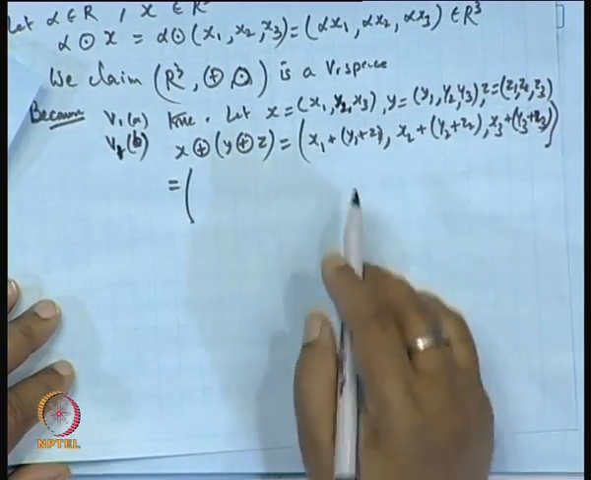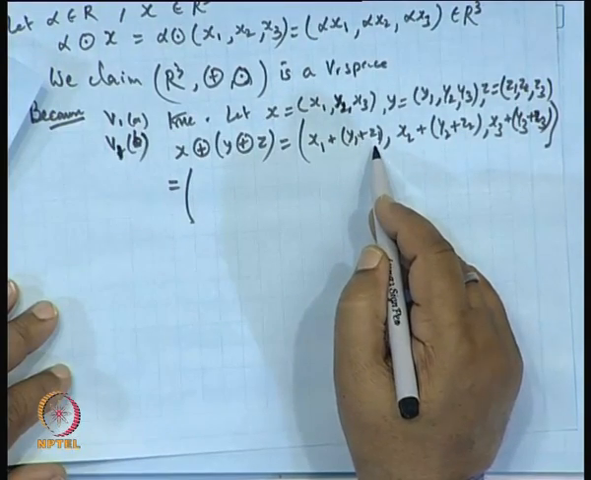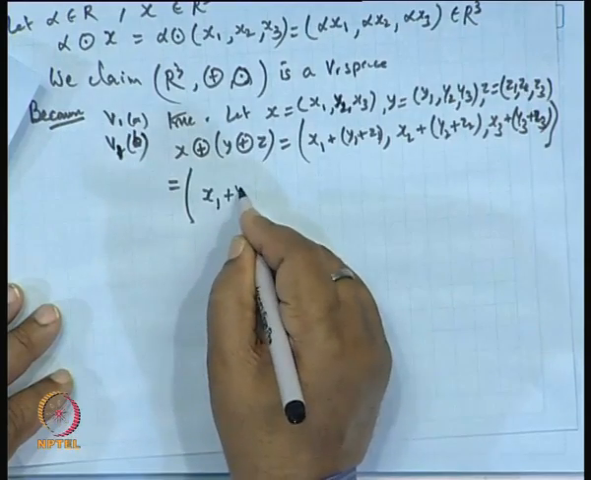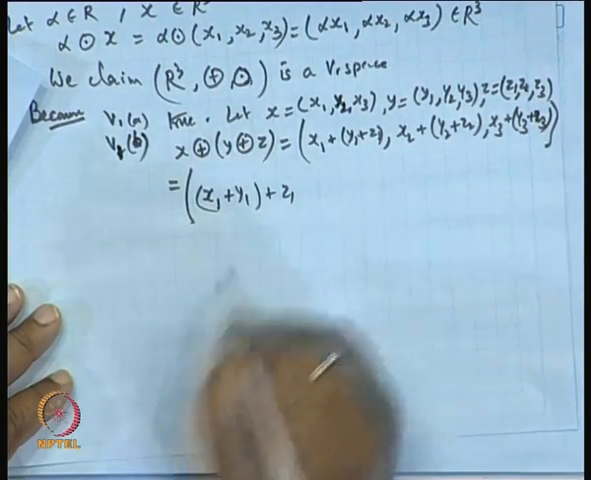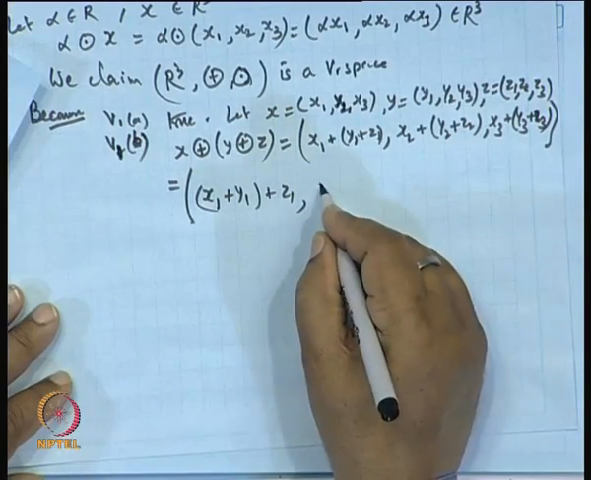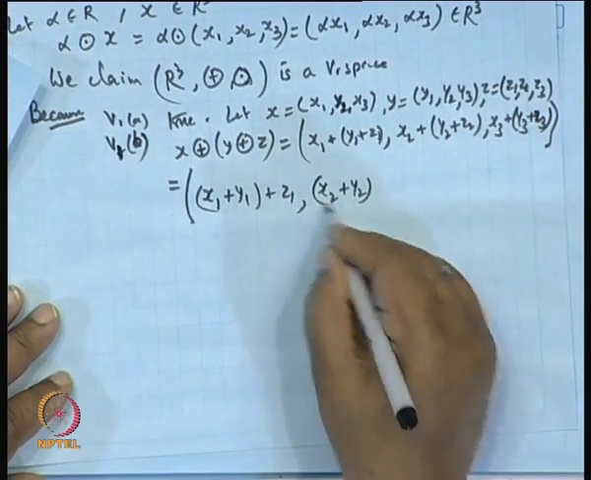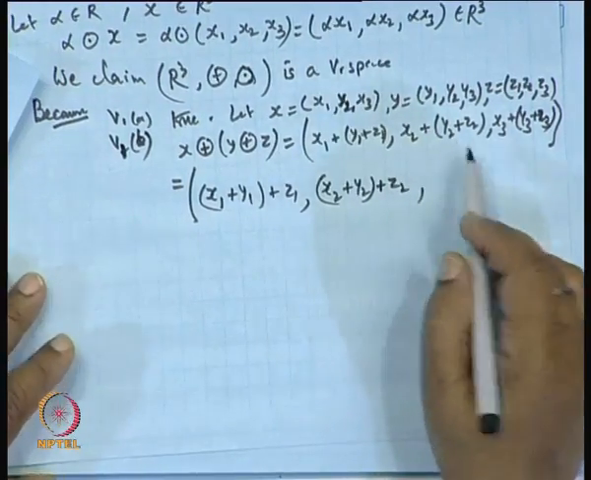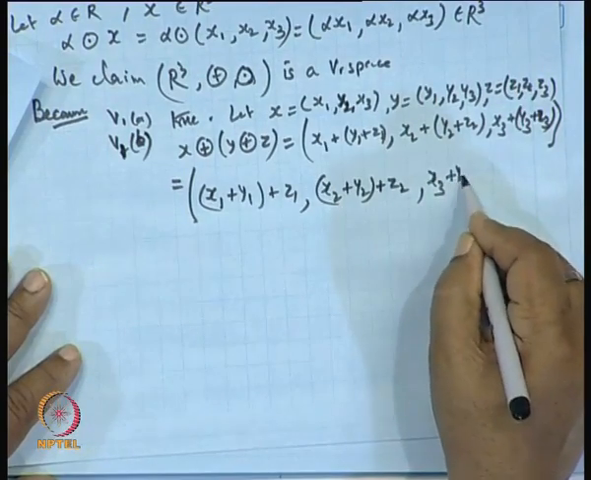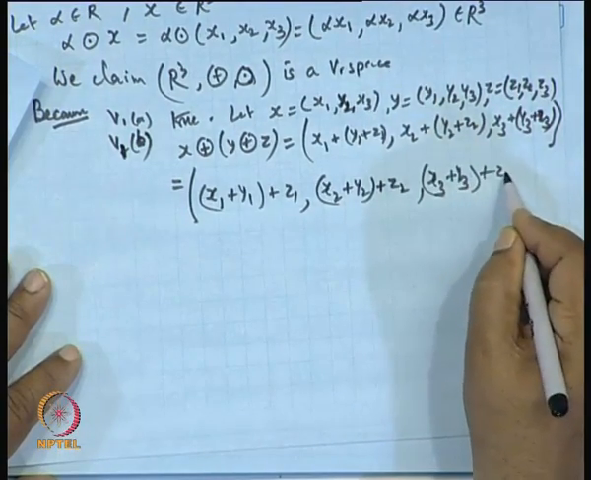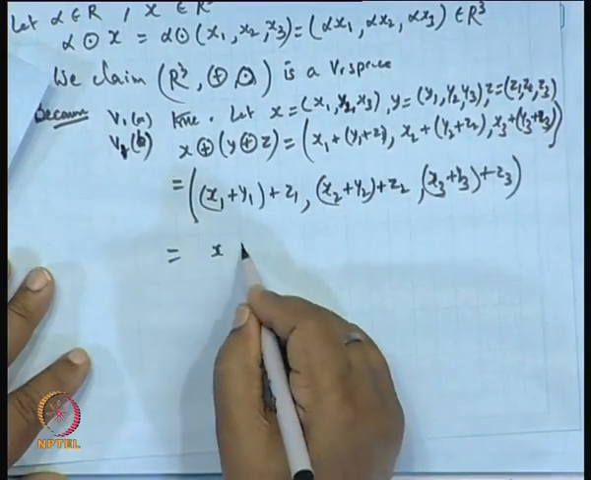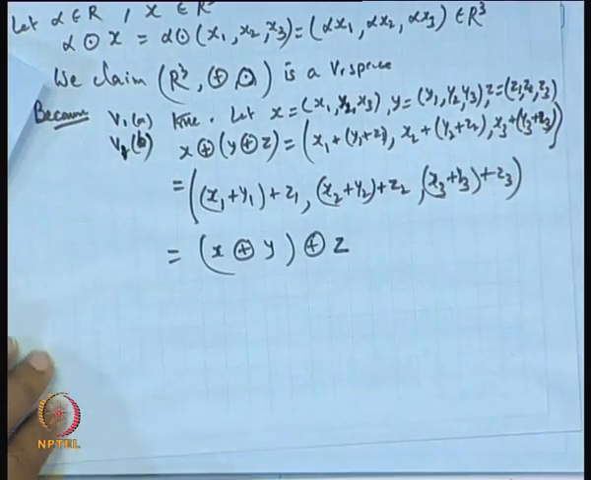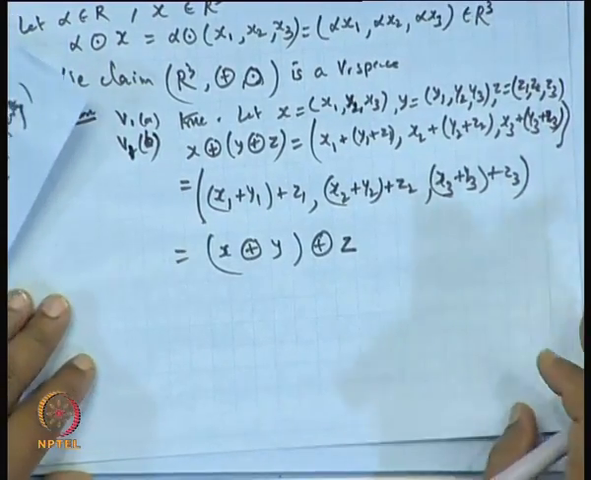Over the first bracket, x 1, y 1, z 1, these are real numbers. So, real numbers satisfy the associative property, so we can write x 1 plus y 1 plus z 1. Similarly, for the second, again these are real numbers, and real numbers satisfy the associative property. So, we can interchange the position of the bracket, and we get x 3 plus y 3 plus z 3, and that is nothing but x plus y plus z. So, associative is satisfied. Okay.